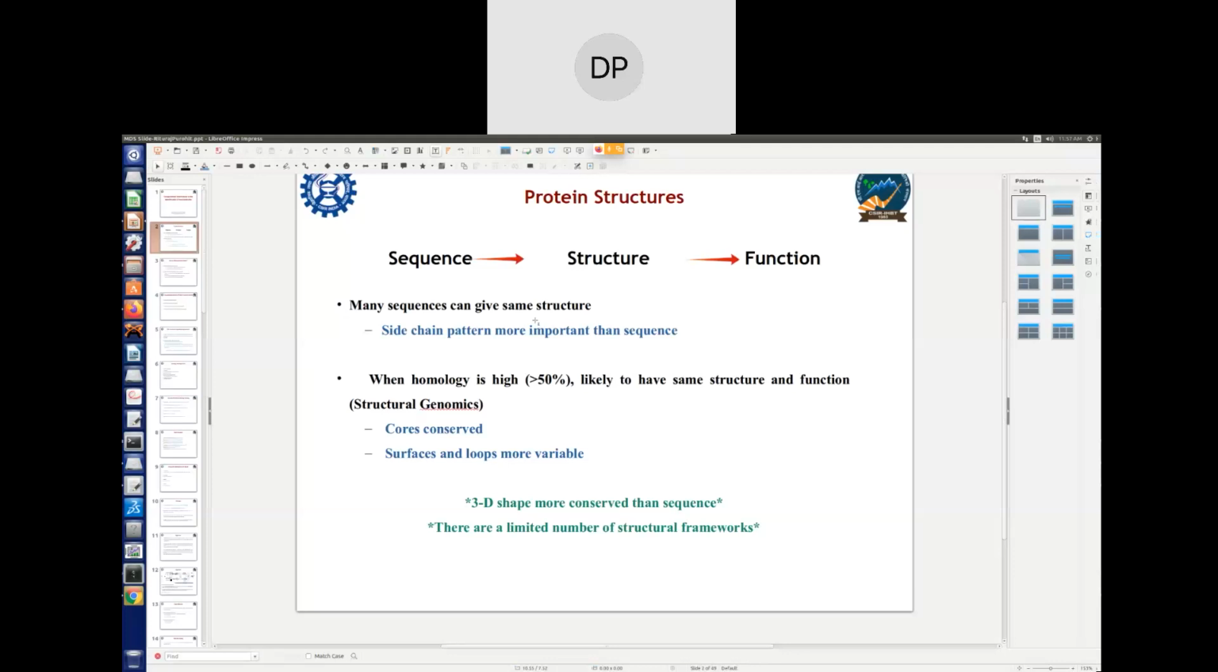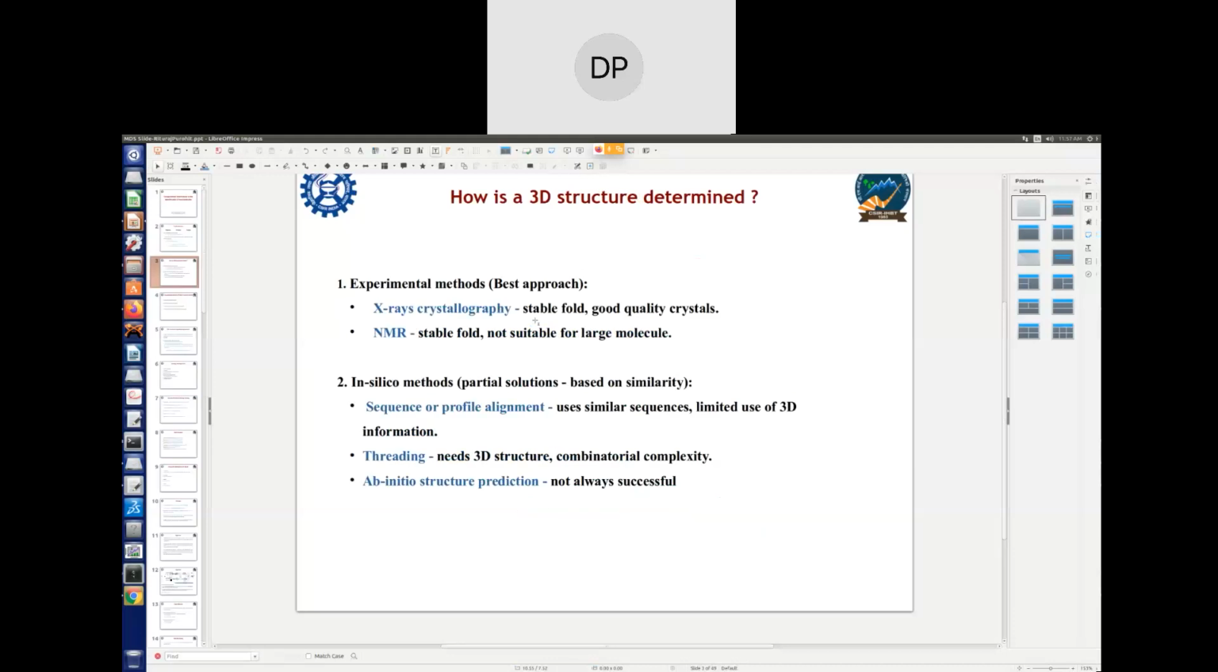There are a limited number of structural frameworks, as I told before; we have very limited number of structures compared to the sequences. How do we get the three-dimensional structure of a protein? There are some procedures, experimental techniques.